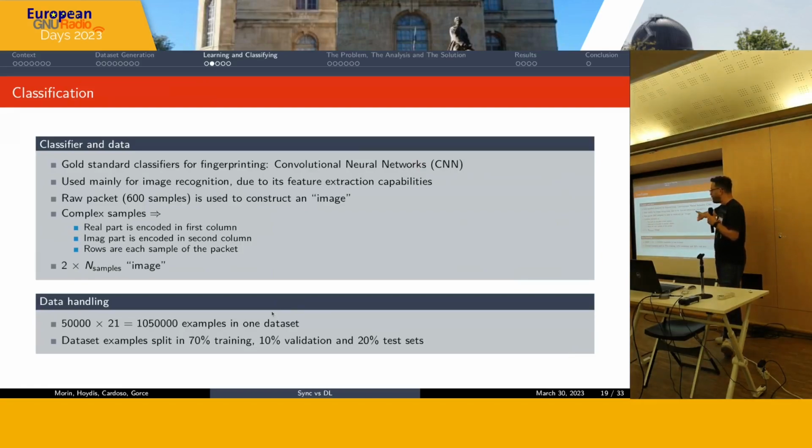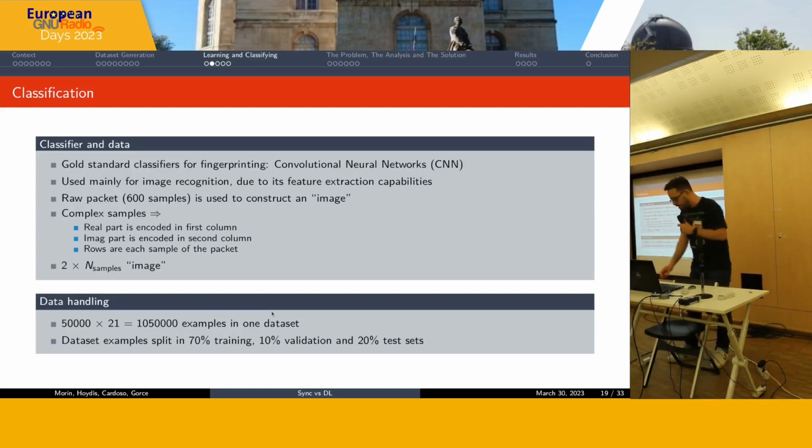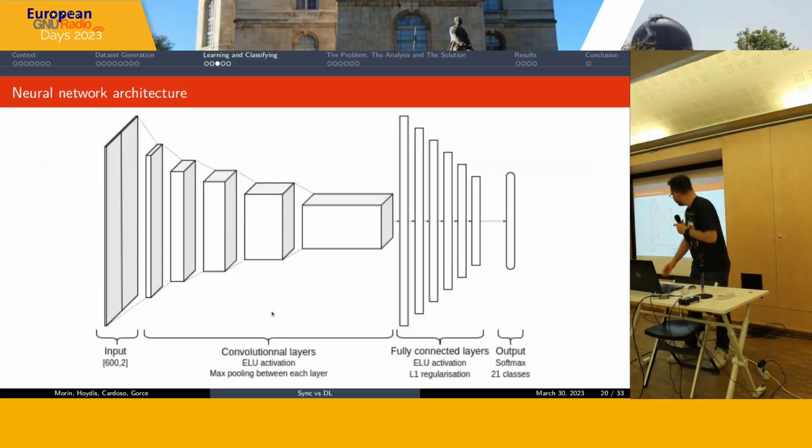And then we're going to handle the data. So each example is 1 packet. We have 50,000 packets or examples for each transmitter. And then we multiply that by 21, all of the radios, and we'll have that amount of examples in one data set. And then the data sets will be split into 70% training, 10% validation, 20% tests. These are very standard things. Most of the people are doing exactly the same thing.